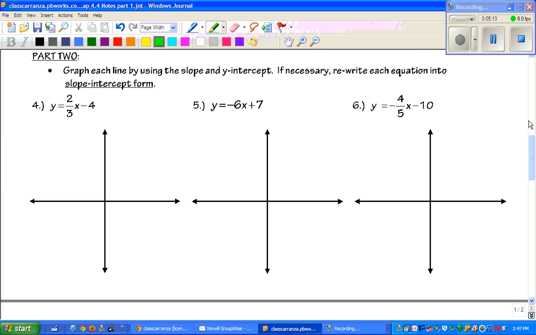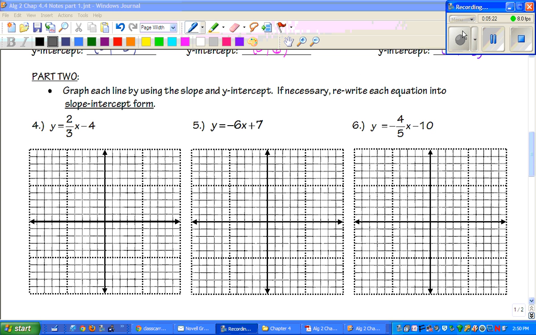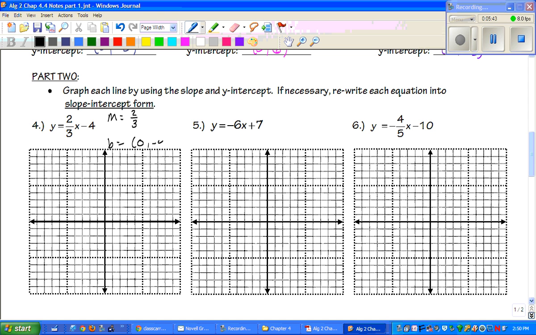Ooh, my graphs didn't come out, so this will be a little bit tricky. Why don't you go ahead and pause the video for a second and wait. Okay, there we go. Graph each of the lines using the slope and y-intercept. Rewrite each equation into slope-intercept form. When we're doing this, we want to know what our slope is and what the y-intercept is. Our slope is 2 over 3, and the y-intercept is (0, -4).